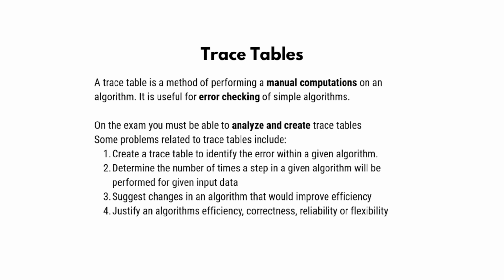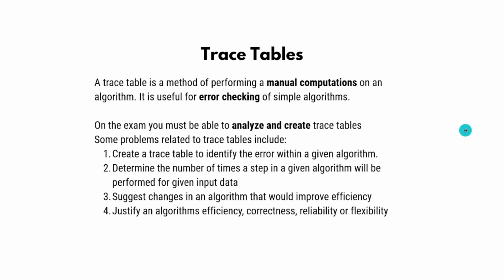These can include creating a trace table to identify the error within a given algorithm, determining the number of steps in a given algorithm that will be performed for given input data, suggesting changes in an algorithm that will improve efficiency, one example being using a flag to stop a search immediately when an item is found, and justifying algorithm efficiency, correctness, reliability, or flexibility.